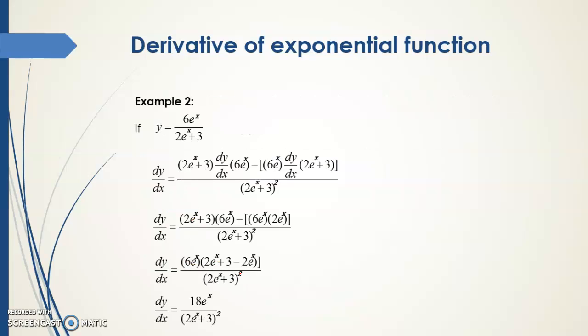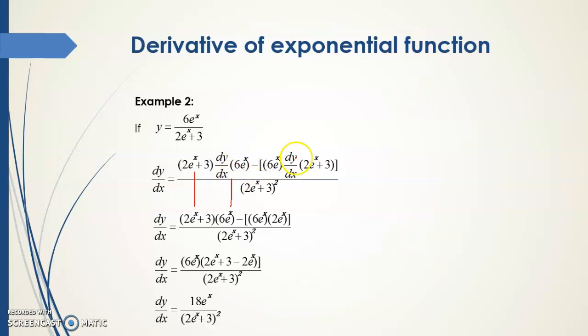Okay. Next question is, suppose this is the equation and this is the quotient rule which we have to use. So the quotient rule says: denominator squared, then denominator as it is times the derivative of numerator, minus numerator as it is times the derivative of the denominator. Now the derivative of 6e^x is 6e^x only, because 6 is a constant, so it will not multiply with anything, and the derivative of e^x is e^x.